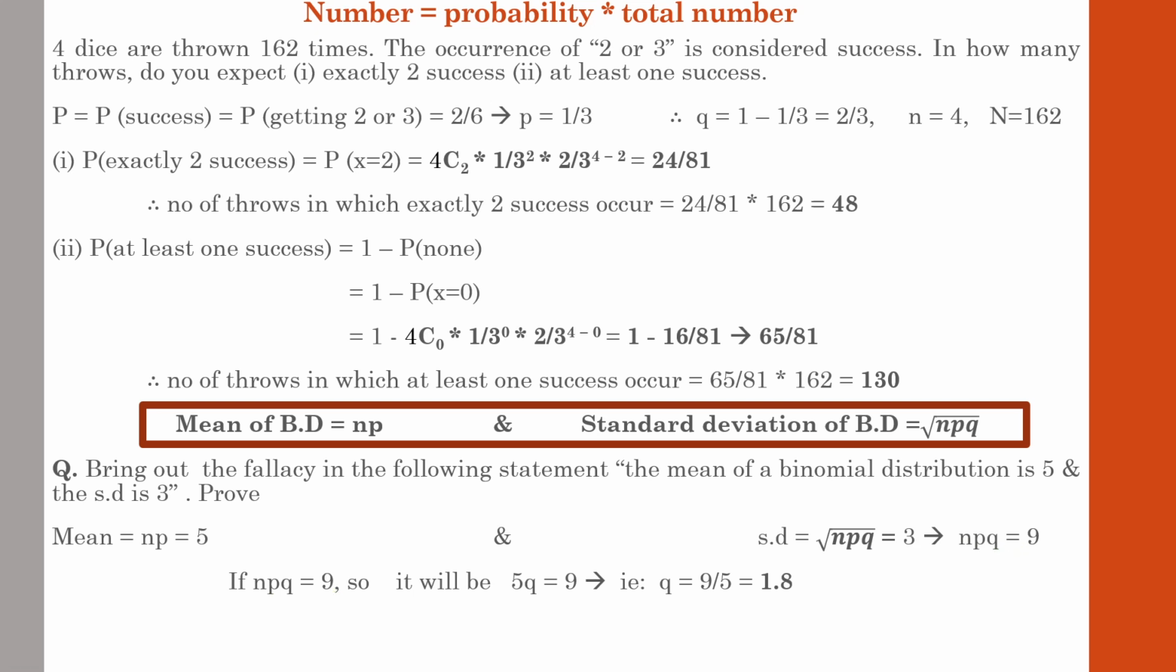So let's substitute the value of 5 in this npq. We know that np is 5, so instead of np, we can write 5q. So you get 5q equal to 9, and q equal to 9 by 5. If you solve that, you will get q equal to 1.8.